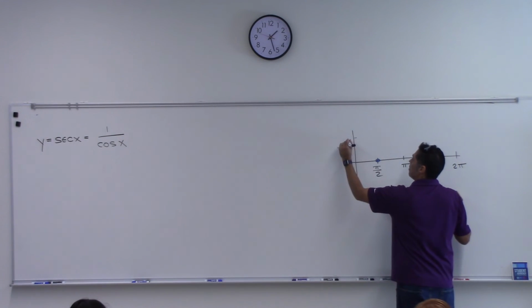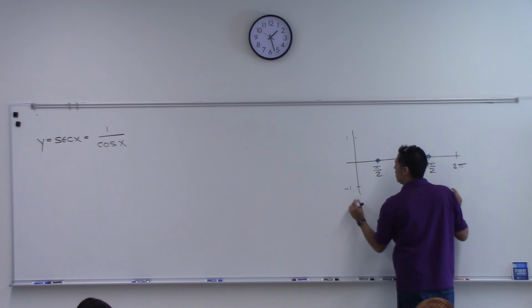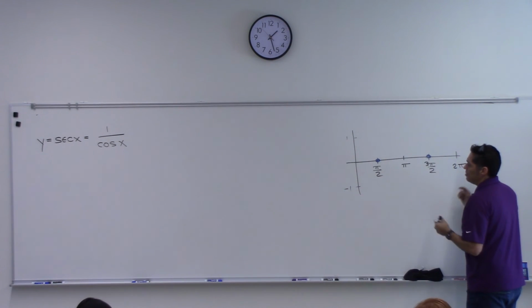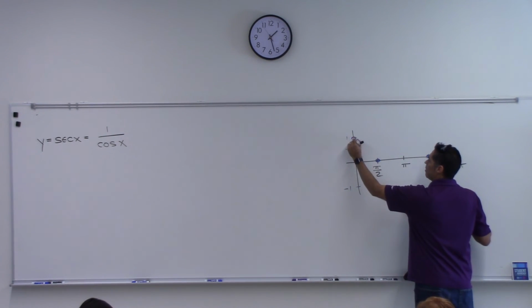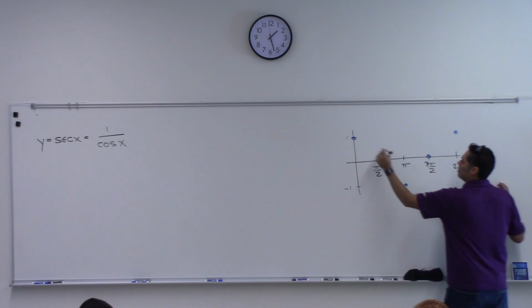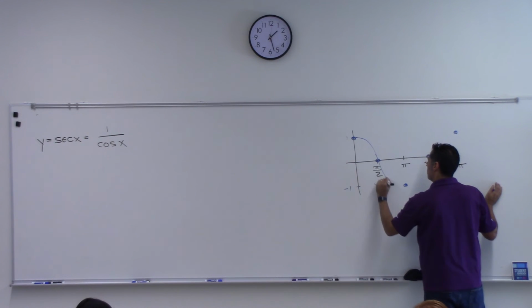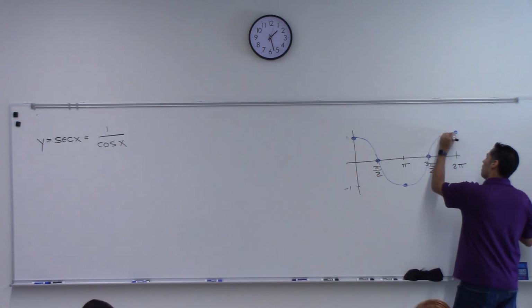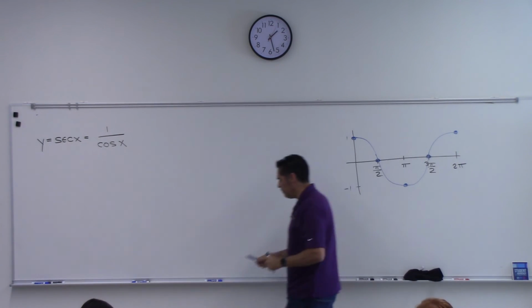And then it goes up here to 1, here's -1. And a standard cosine function will start here, it'll come down to this point, and go back up here. So it'll look like this. Okay, that's our standard cosine.